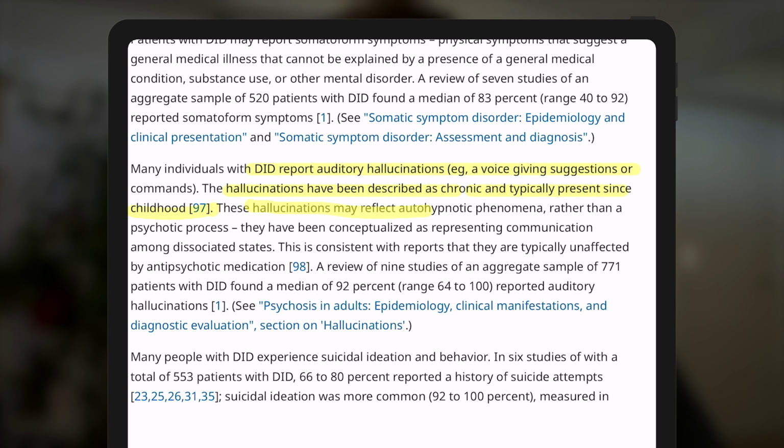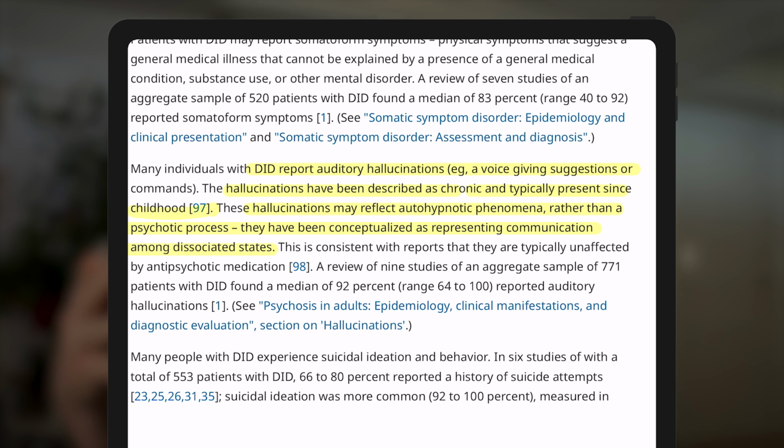Now, it's important to distinguish these voices from psychosis. This could be an autohypnotic phenomenon, which is to say that it's not a psychotic process that you might see in mania or schizophrenia. It's a dissociative, post-traumatic kind of phenomenon that wouldn't be fixed with antipsychotics specifically.